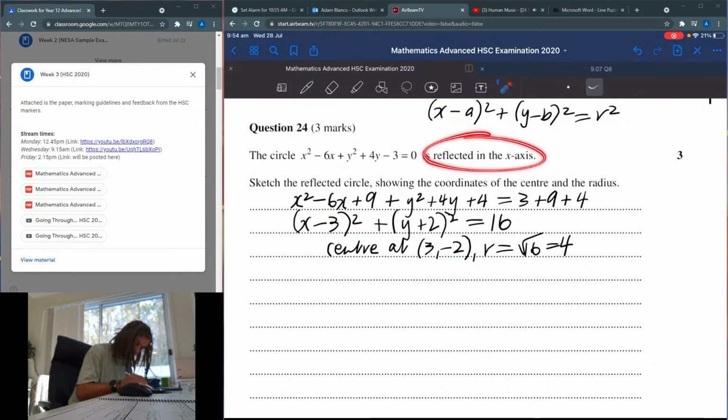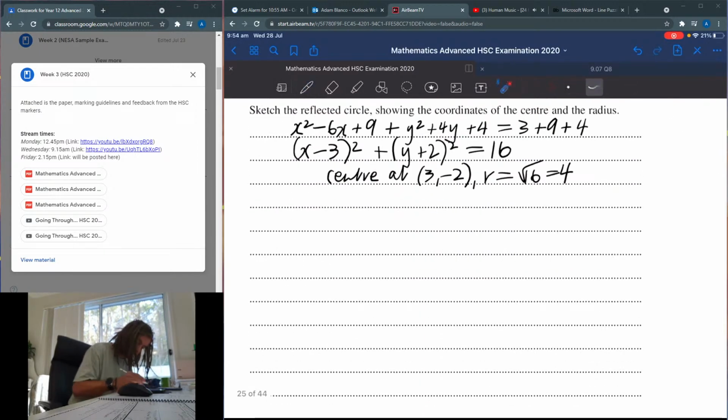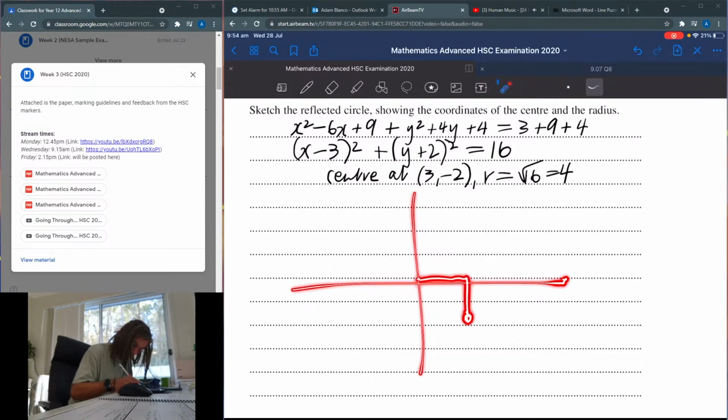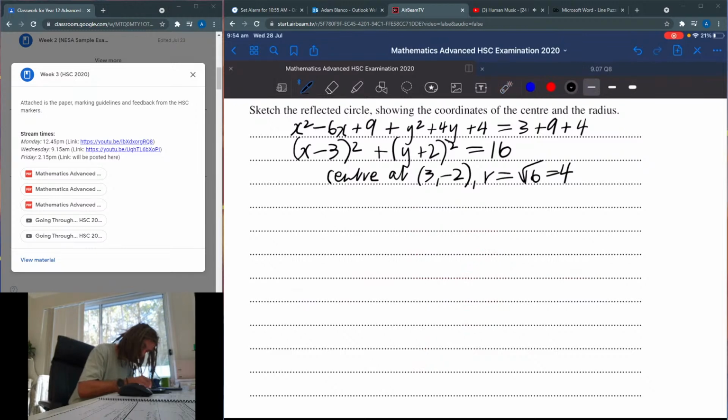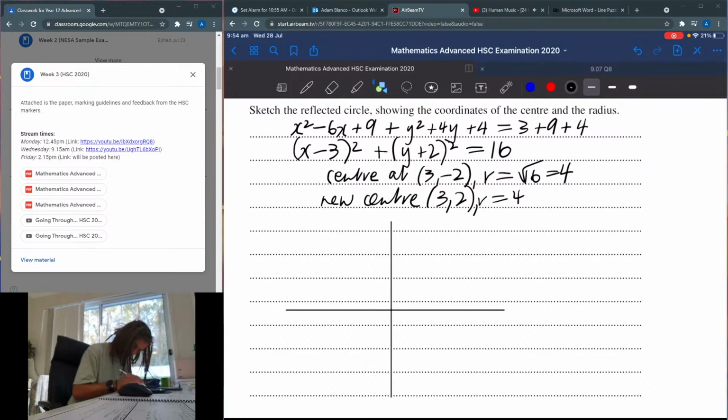Now I've got to reflect it. Imagine my center is currently at 3, minus 2, so there. It's reflected in the x-axis, so it goes here. The new center is still 3, but positive 2. So the new center is at 3, positive 2. The radius will still be 4. Now, quickly, it wants a sketch. You don't have to be accurate at all.